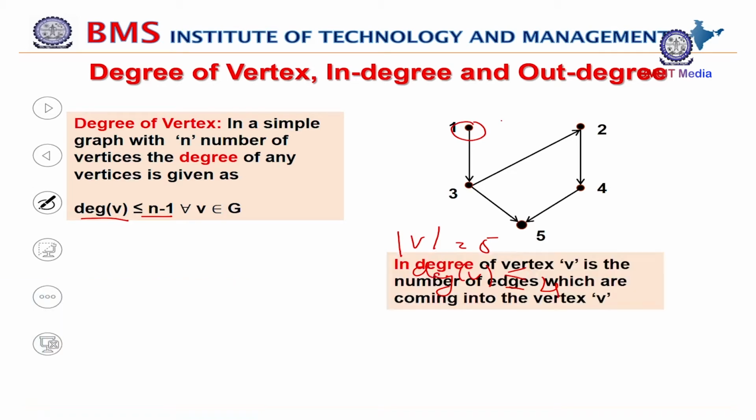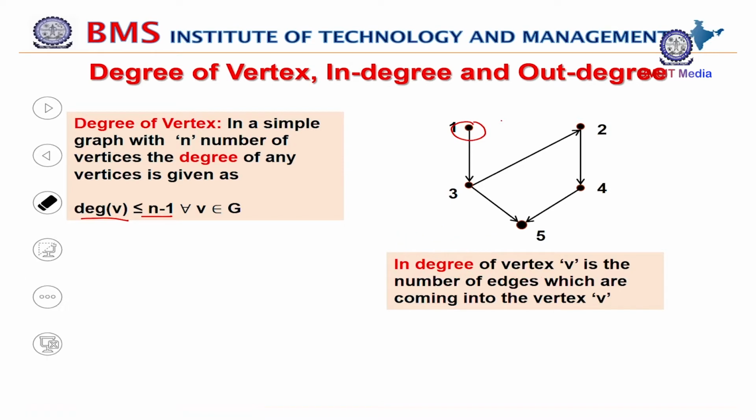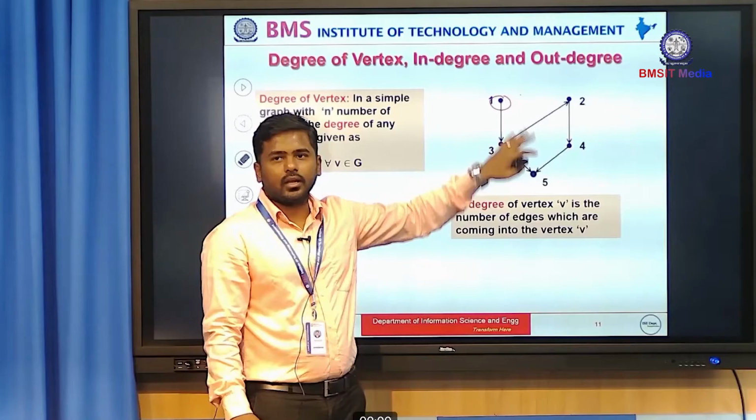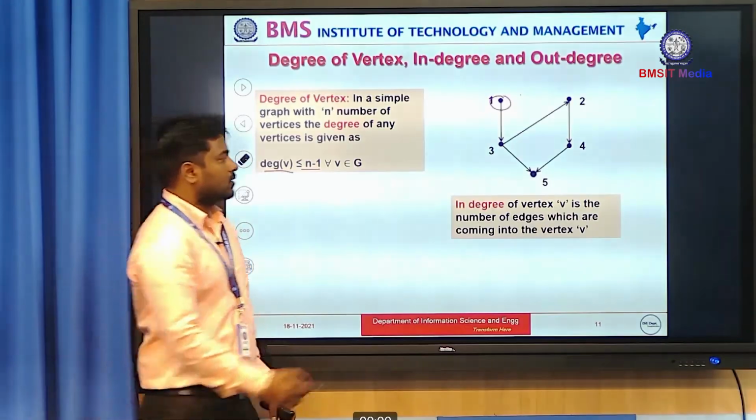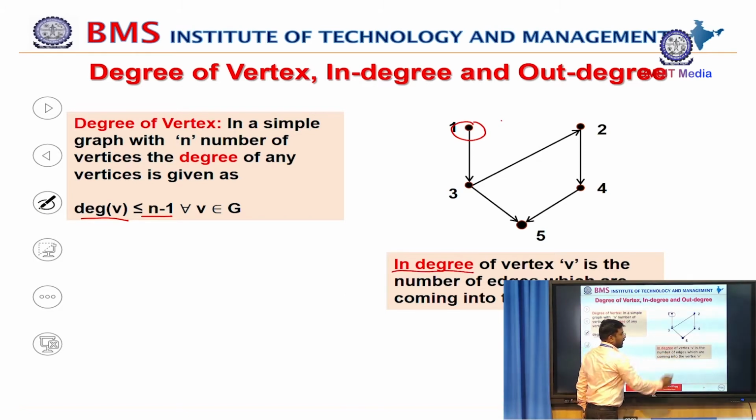Okay. So in general, if we have direction on the edges, we can calculate 2 types of degrees. One is in degree and the other is out degree. The in degree is the number of edges which are coming into the vertex.